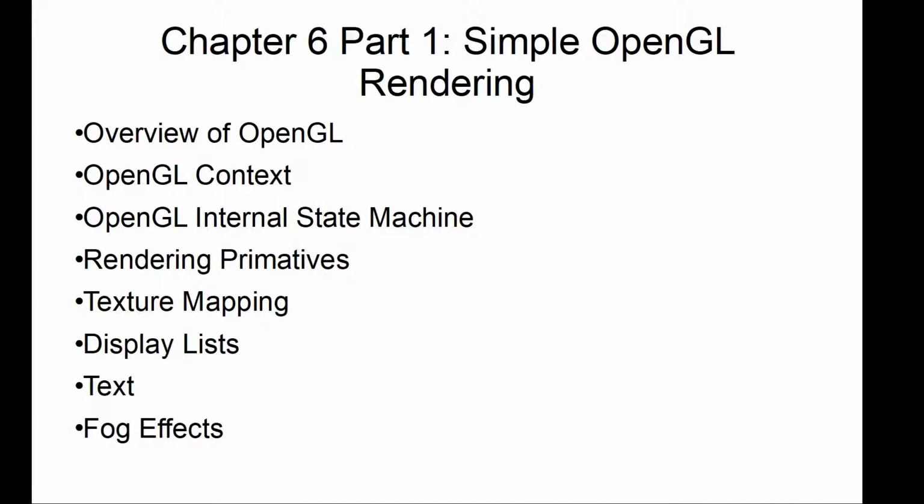Right on the heels of all that math is the thing the math was for. In Chapter 6, which is actually titled Creating an OpenGL Renderer, the book will attempt to give us an overview of OpenGL, introduce the basics of creating and using an OpenGL context, introduce the OpenGL internal state machine, introduce rendering primitives, basic texture mapping, provide information on how to use display lists, render text, and finally introducing how to add fog effects to our scene. Likely it will fail to do most of this.